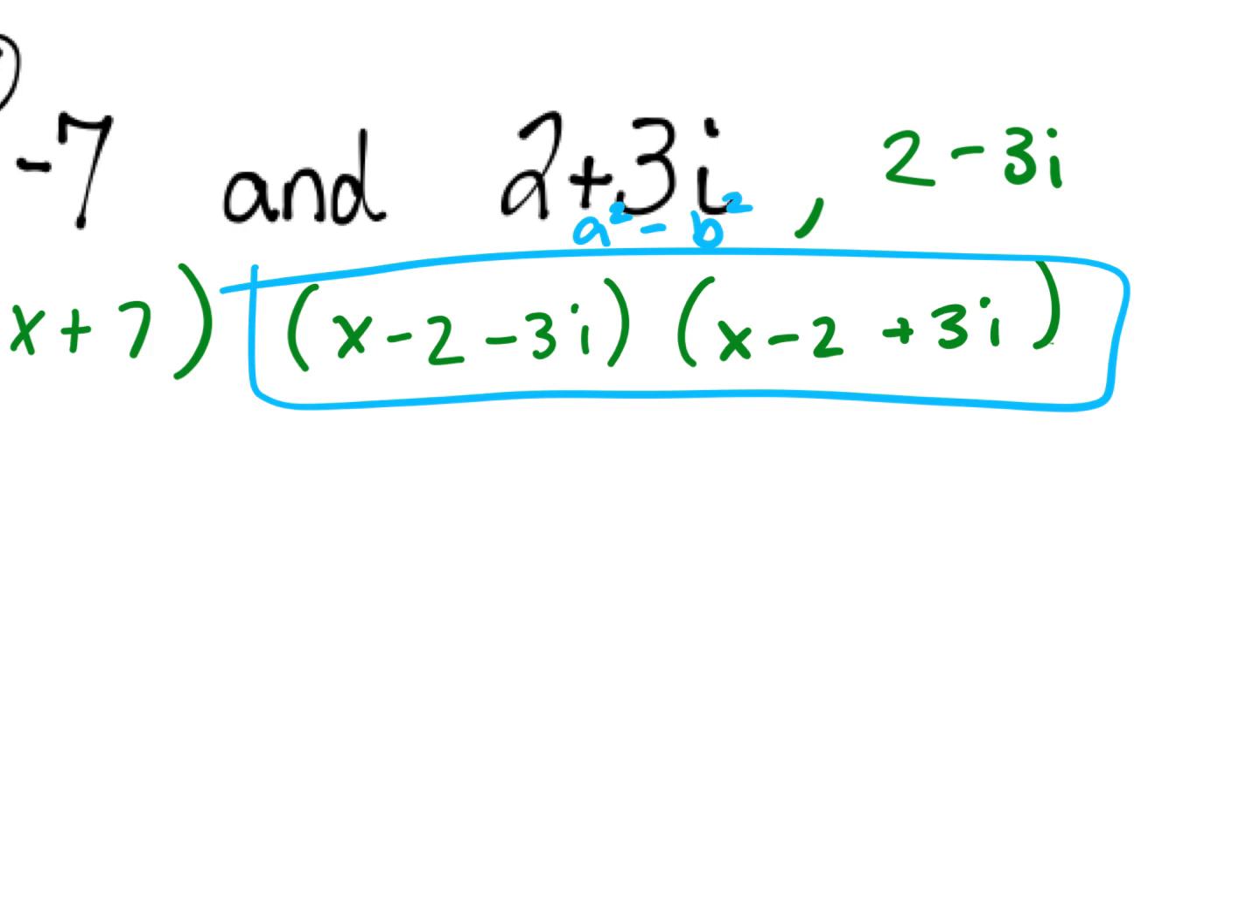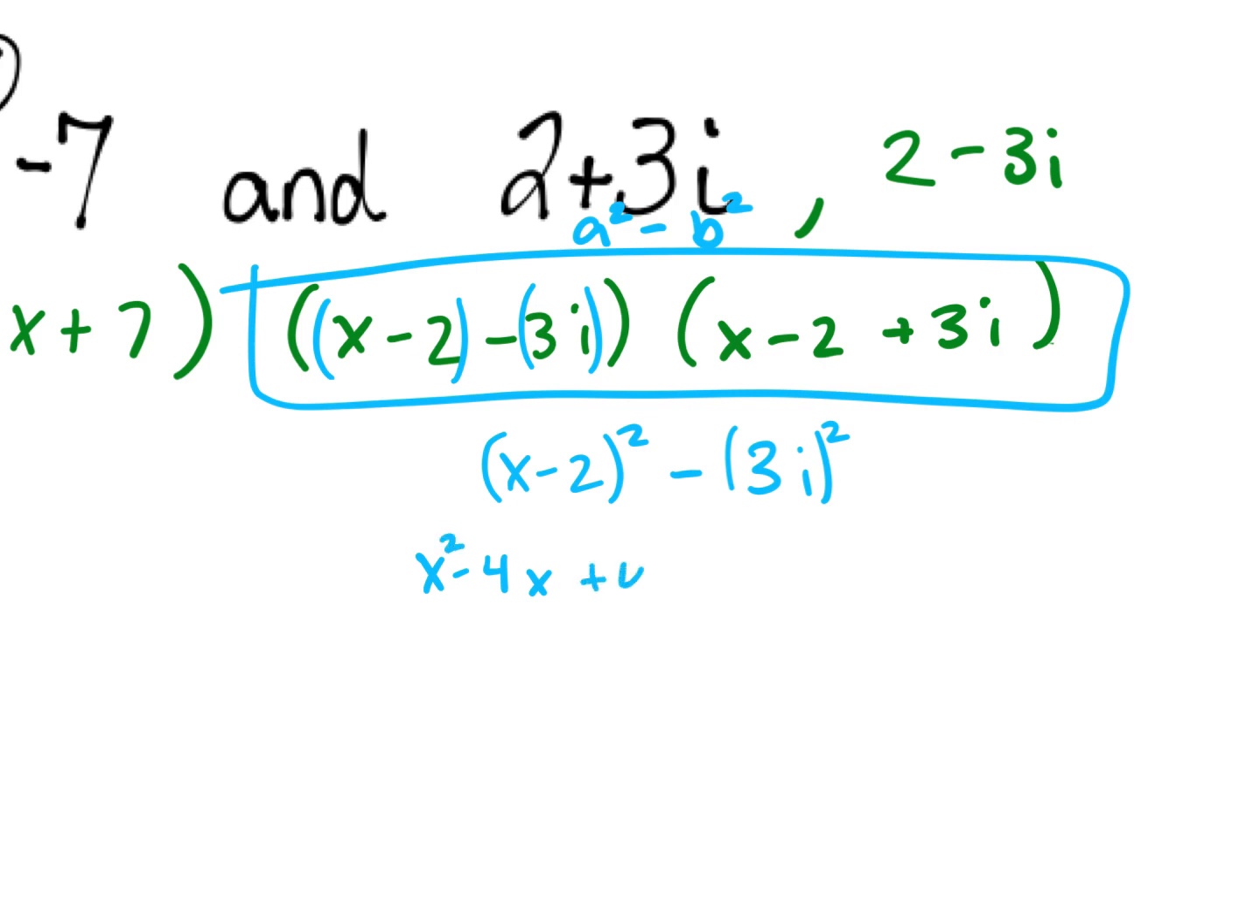All right, so let's do our shortcut. What's our a here? X minus 2, and what's our b? 3i. So we have x minus 2 squared minus 3i squared. For x minus 2, we have to FOIL it out. So we get x squared minus 4x plus 4.